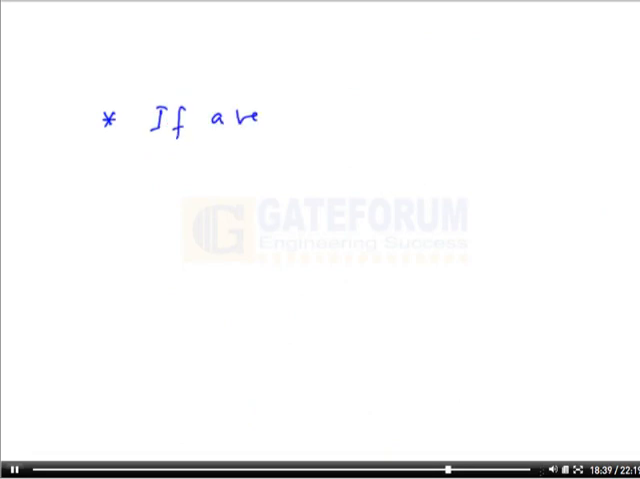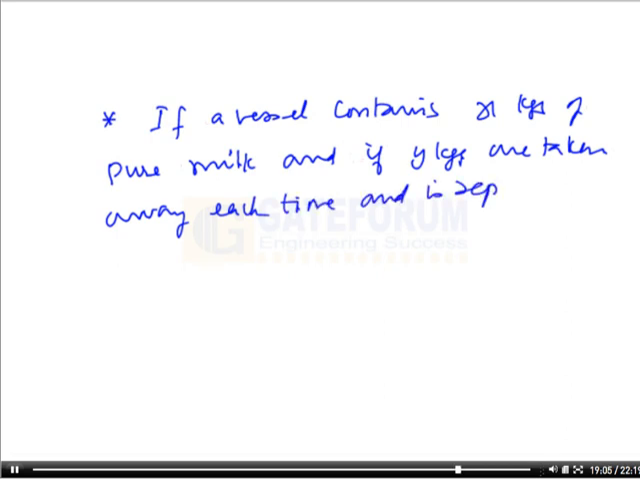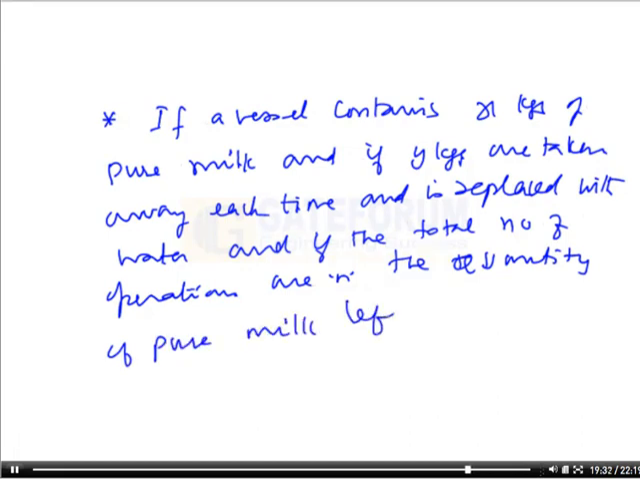One more example. If a vessel contains X kgs of pure milk and if Y kgs are taken away each time and is replaced with water, and if the total number of operations are n, then the quantity of pure milk left in the vessel is given by x into 1 minus y by x whole power n.